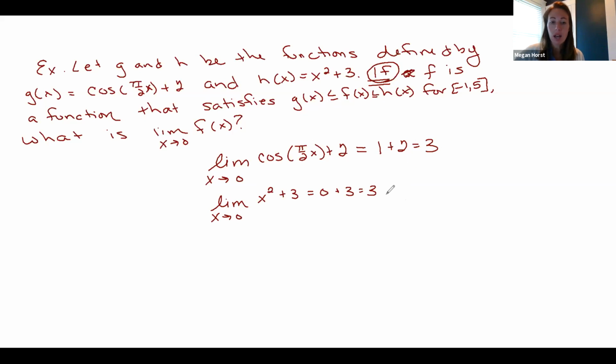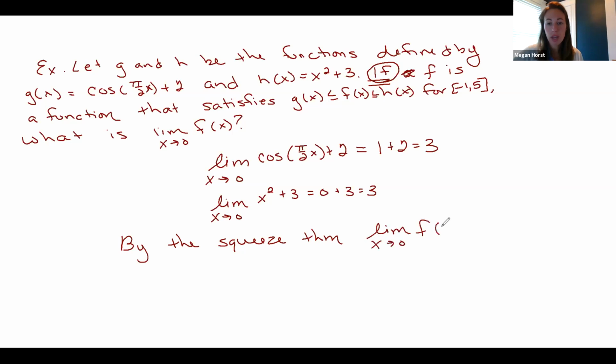We're in good shape. So now we can assume, by the squeeze theorem, the limit as x goes to 0 of f of x must equal 3, because it equals 3 at both of those spots. And let me go ahead and show you that one on Desmos as well, because I think it's just nice to actually see the visual here.